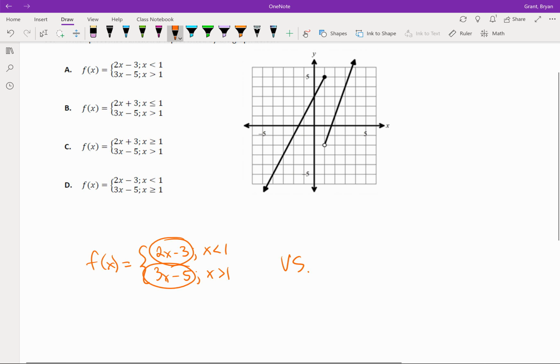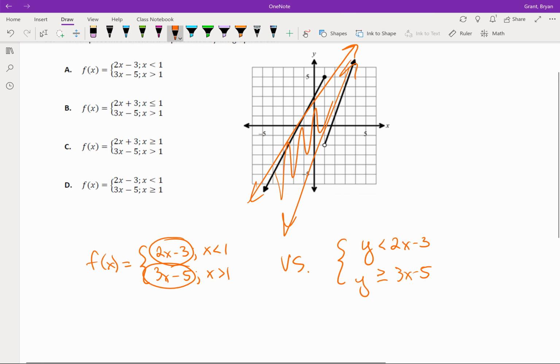However, a system of inequalities might look something like this. They might say y is less than 2x minus 3 and y is greater than or equal to 3x minus 5. These are full lines on here. We would have one line that goes forever, we would have another line that goes forever, and then there would be some shading on here as well.